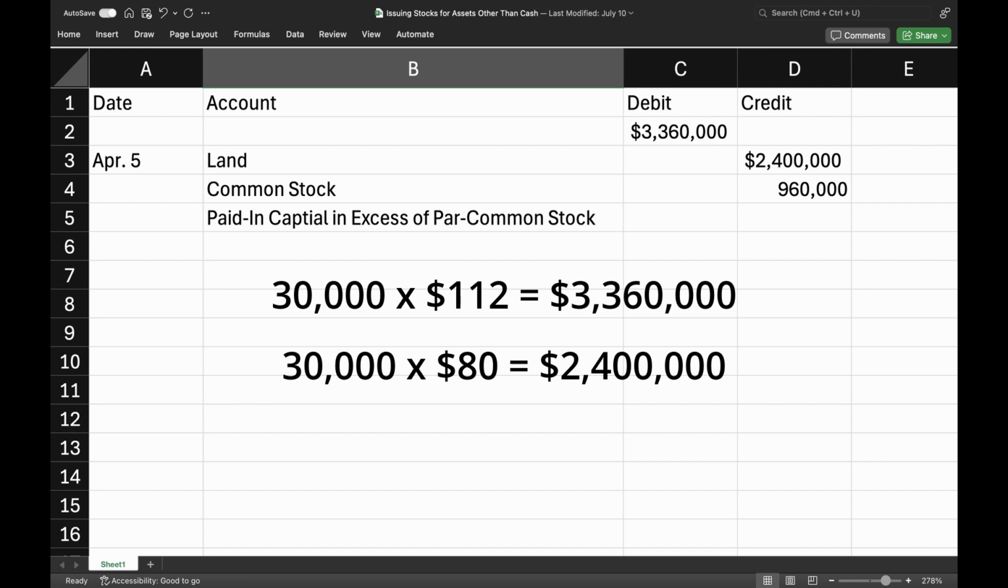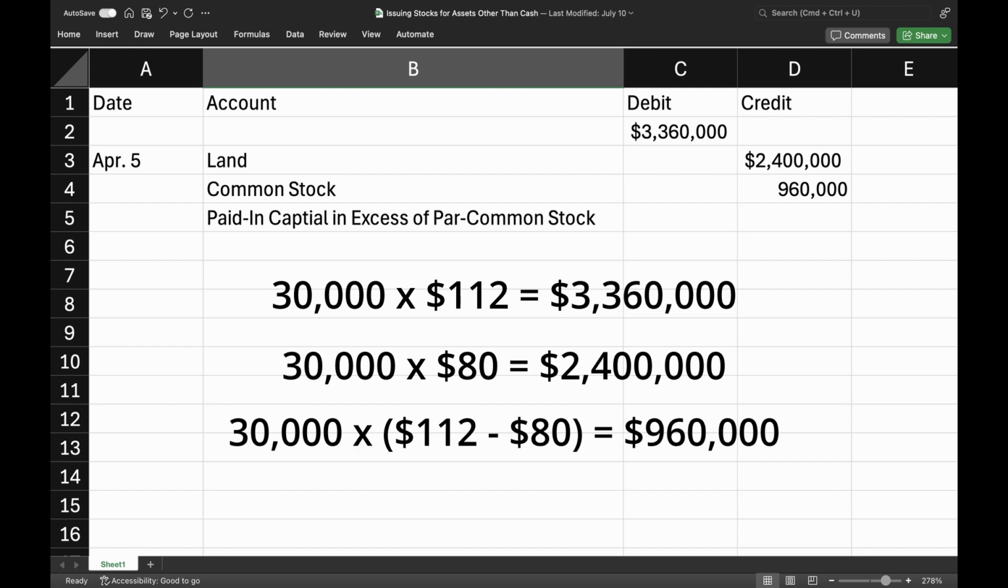The final account being affected is the paid in capital in excess of par common stock account, and it is also being credited as it is also an equity account being increased. This account is all the excess money paid over the par amount. To find the balance of this account, you must multiply the total amount of shares by the difference between the market value and the par value. So, in this case, you should multiply 30,000 shares by the difference of $112 and $80, which comes out to $960,000 for the credit balance of this account.